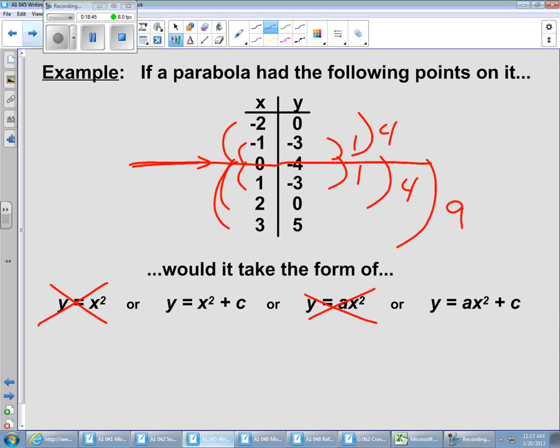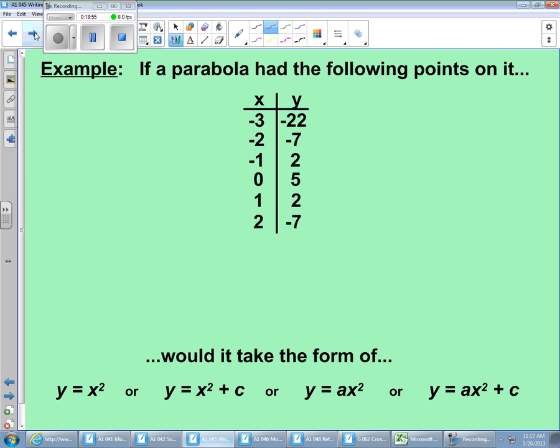So does it need an a value? It does not need an a value. That would have been the equation we would have selected for this one. It needed a vertical shift, but not a stretch. Okay? And you can do this over and over again.